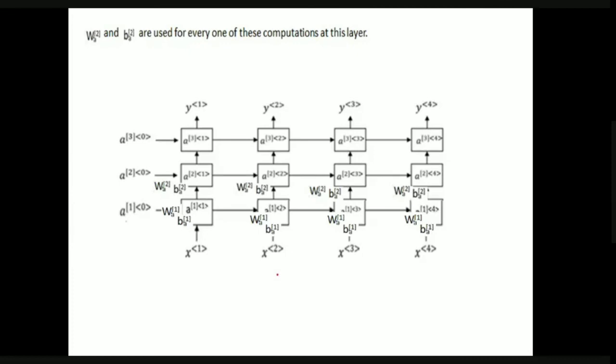Next, these weights and biases are used for every one of these computations. For this A11 we use WA1, BA1. For A12, WA1, BA1. So all the time for this layer, we use WA1 and BA1, that is the weights and bias. For the second layer, WA2 and BA2. For the third layer, WA3 and BA3. And finally, we are going to take the outputs Y1, Y2, Y3, Y4 and so on.